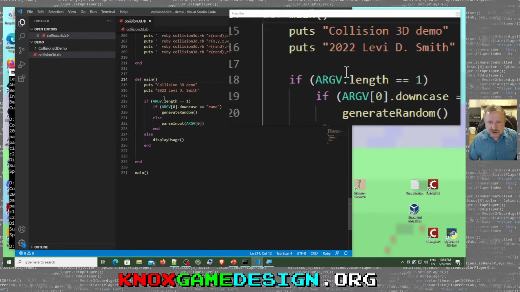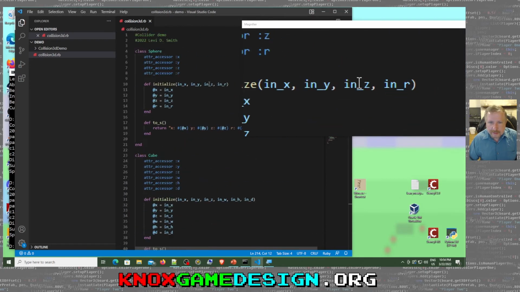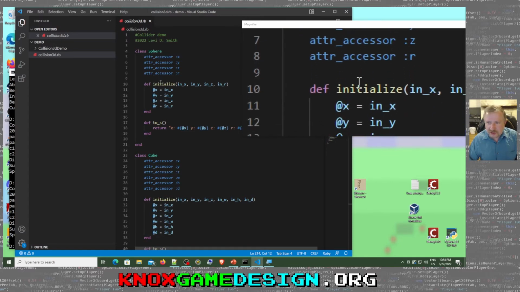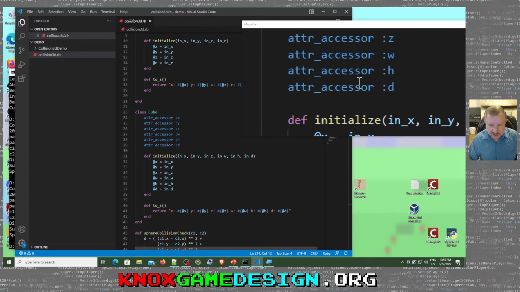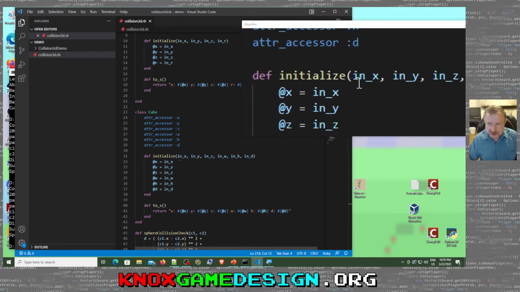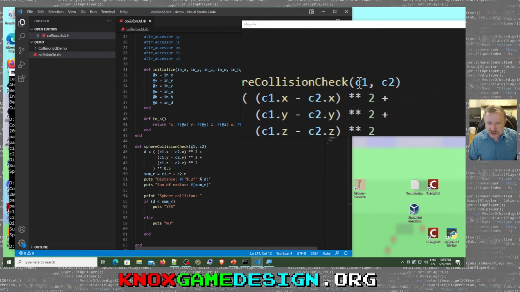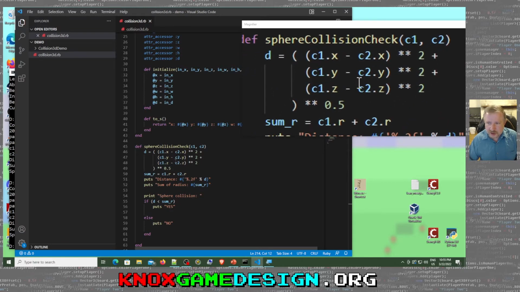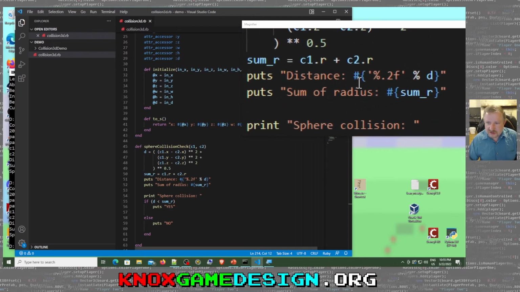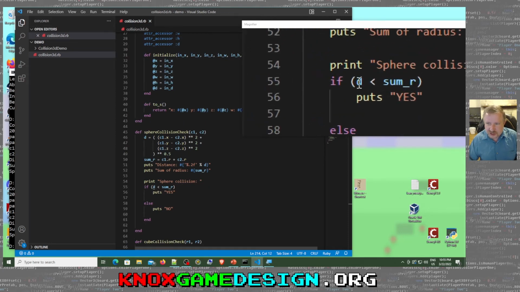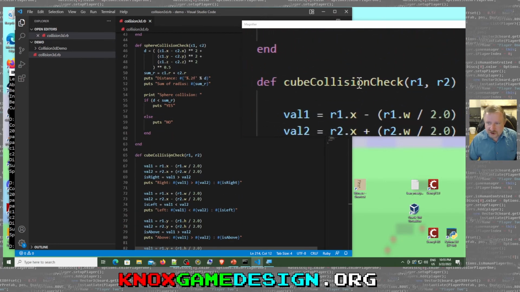So here's the code up here. Like I said, it's in Ruby. Basically we have a sphere class, nothing special going on here, x, y, z, and a radius value, and a toString method, to_s, so we can print it out. Then a cube class with x, y, z, width, height, and depth, and a toString. Then a sphere collision check, which takes two sphere objects as parameters, so that's where we're calculating the distance right there. Then we calculate the sum of the two radius values. We display the distance and the sum of the two radius values. Then it just does that simple check. If d is less than the sum of radius, print yes, it does collide. Otherwise, it doesn't collide.